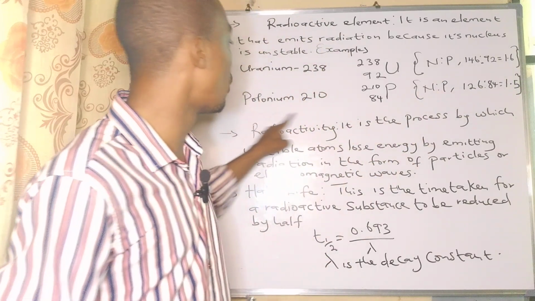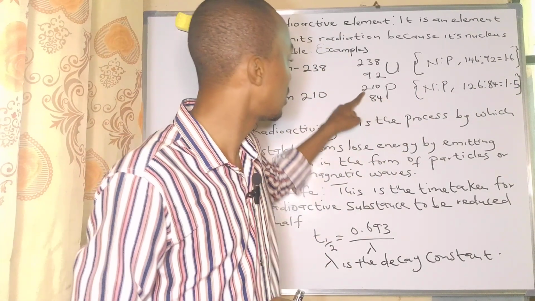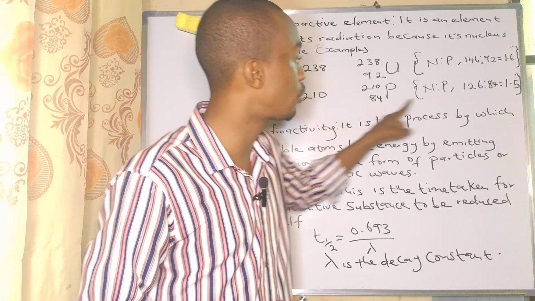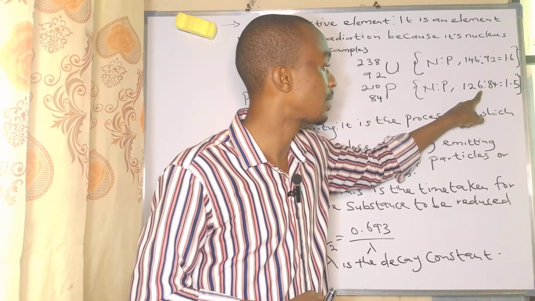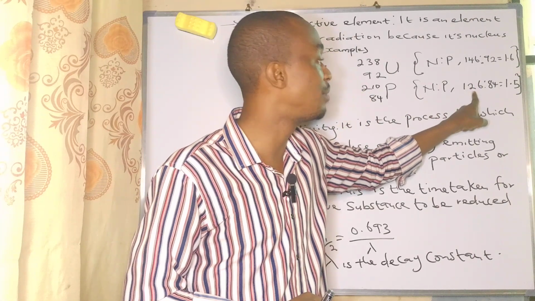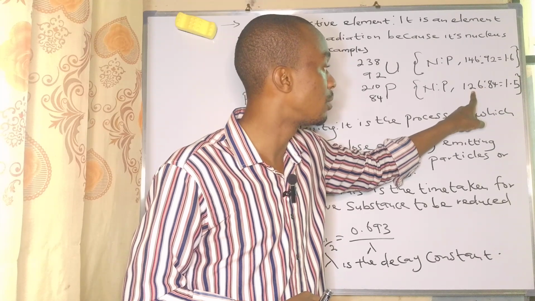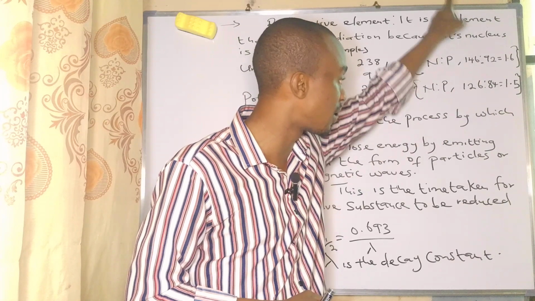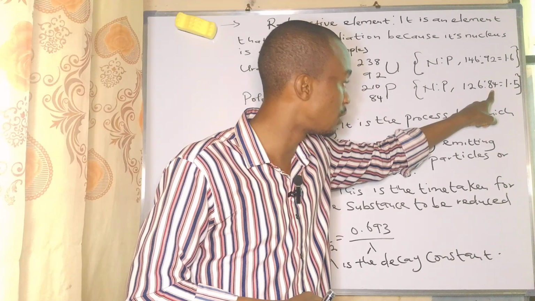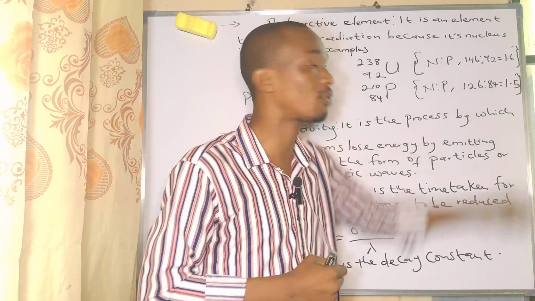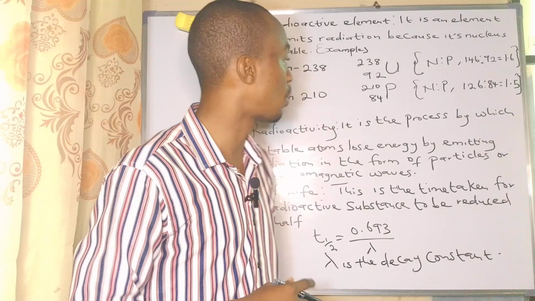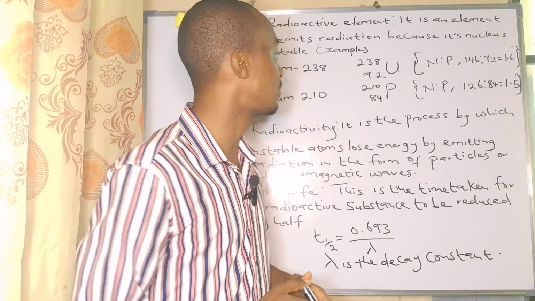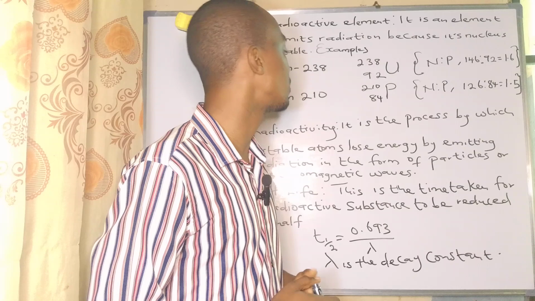If you do the same thing for polonium, you're going to get 84 protons, and 210 minus 84 gives you 126 neutrons. 126 is also high. That means the number of neutrons is very high, and the number of protons is low. And then if you take the ratio, you get 1.5 instead of 1. So these two elements are radioactive, and definitely they are unstable.